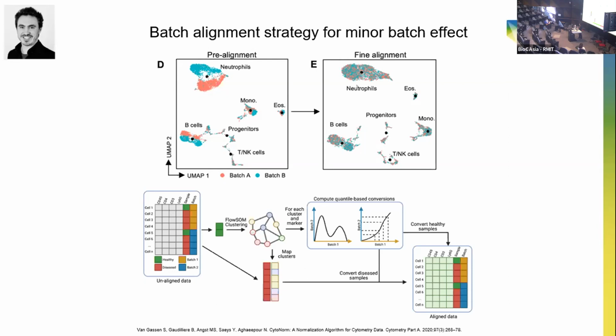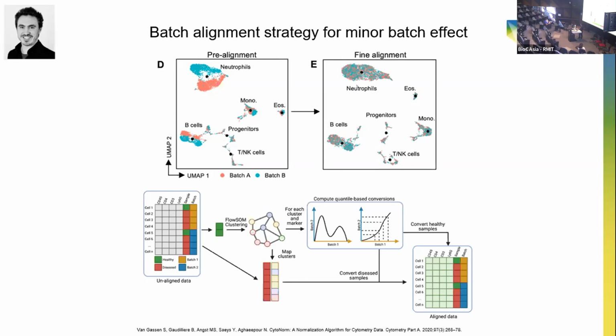Briefly, very briefly, how CytoNorm works is that it takes your healthy samples and runs FlowSOM clustering and computes a quantile-based conversion, which it then uses to convert those healthy samples first. And what happens with the disease sample is that it takes the clustering result from the healthy samples and maps them onto the disease samples, and then uses the quantile-based conversion it previously calculated to convert them. And you end up with aligned data.